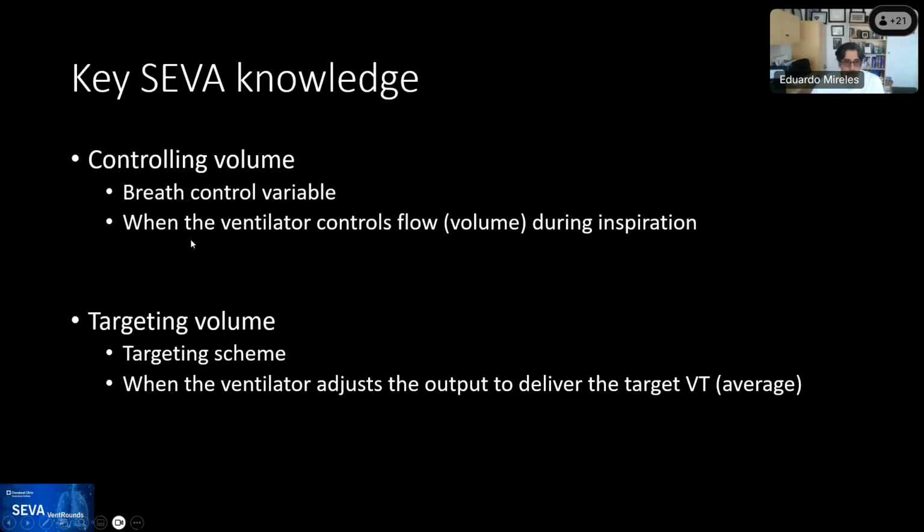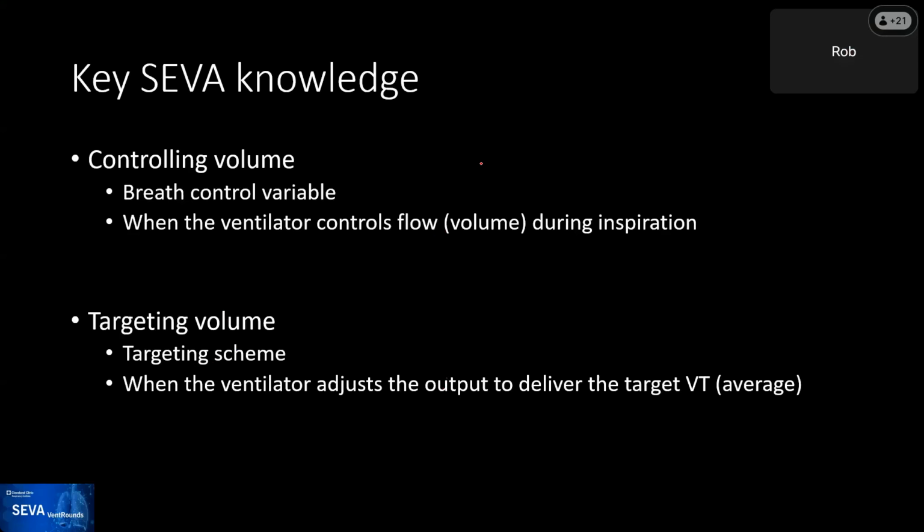Okay. So essentially, that's the difference, and I'm going to show you a couple of examples that will help you understand this better. But just remember, there are three components for modes of mechanical ventilation: the breath control variable, the breath sequence, and the targeting scheme. The breath control variable refers to what we control during inspiration, so it can be pressure or volume flow. The targeting scheme refers to how the computer within the ventilator controls the output that the ventilator has. In this case, it would be targeting the tidal volume.